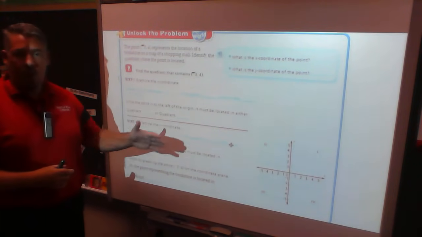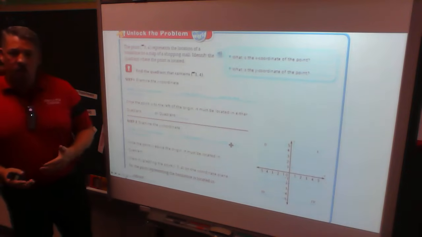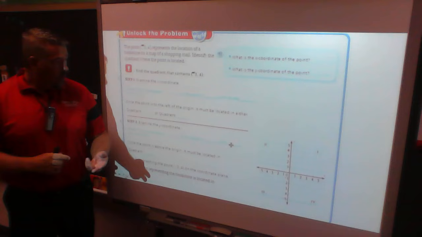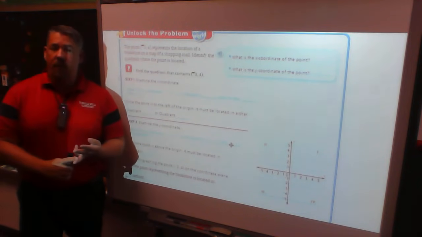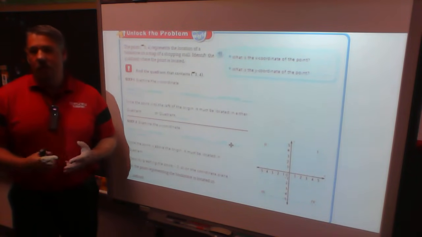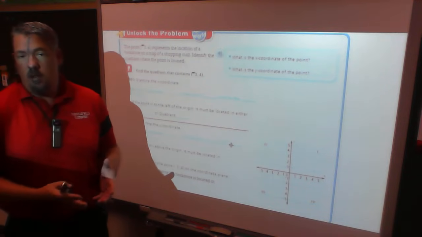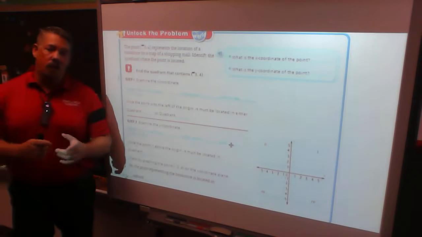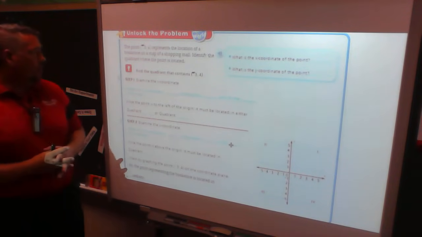When I look at what I'm being asked to do, I'm going to be asked to do some reflections or some translations or maybe some identification of what quadrant we're in. So it's not a difficult lesson, it's just some terminology that we haven't used before, but once we get into it and practice it, I'm sure that every one of you will find it rather easy to do.